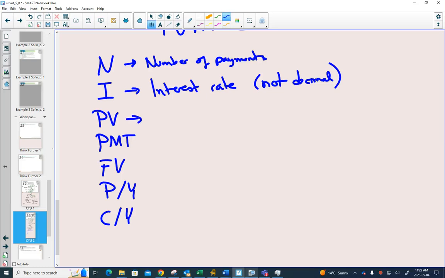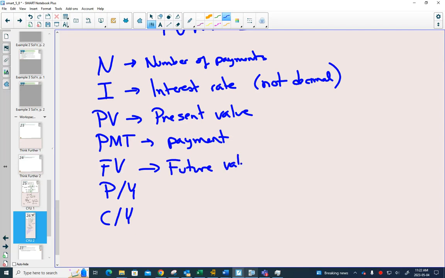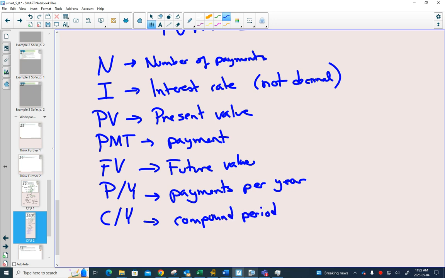The present value is PV. PMT stands for your payment. Future value for FV. P per Y is payments per year. And C per Y is the compound periods per year.